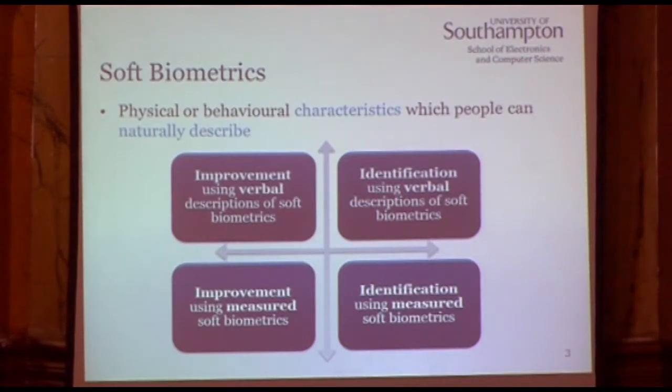Now, soft biometrics represents a solution to this problem, allowing us to obtain, say, an eyewitness description at a crime scene, and then automatically identify that person from the verbal description. So this is what we're trying to aim for with this research.